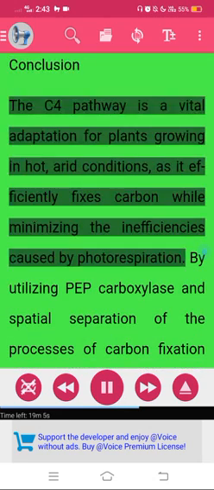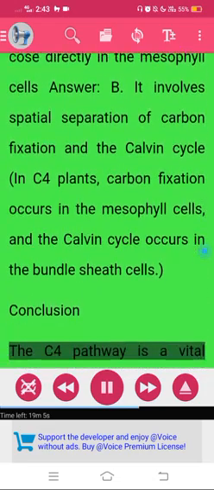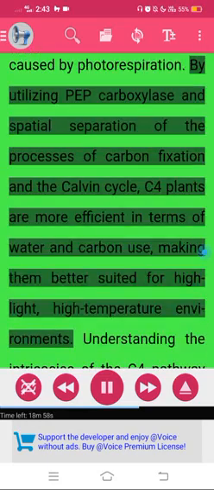Conclusion. The C4 pathway is a vital adaptation for plants growing in hot, arid conditions, as it efficiently fixes carbon while minimizing the inefficiencies caused by photorespiration. By utilizing PEP carboxylase and spatial separation of carbon fixation and the Calvin cycle, C4 plants are more efficient in terms of water and carbon use, making them better suited for high light, high temperature environments.